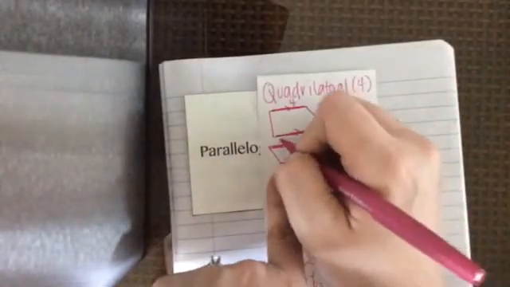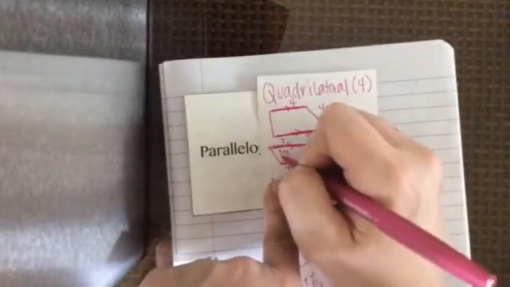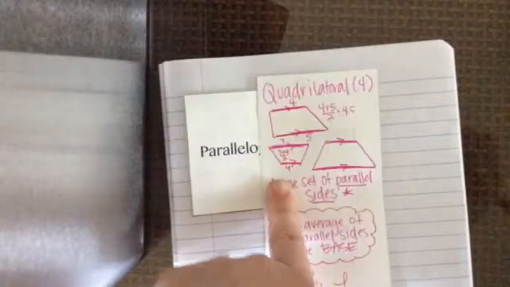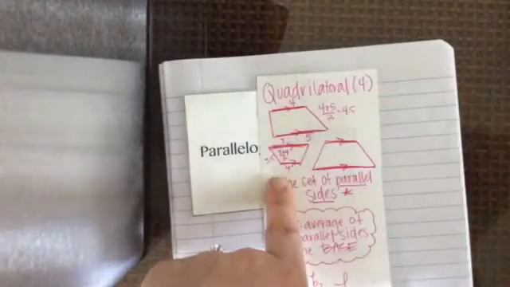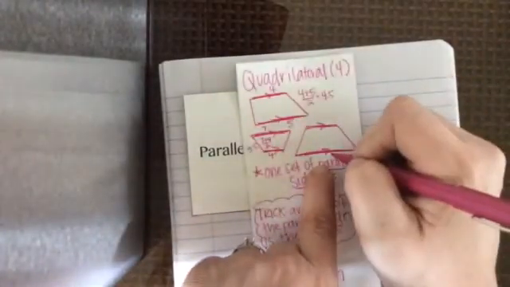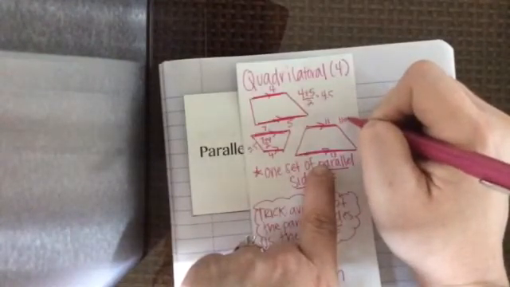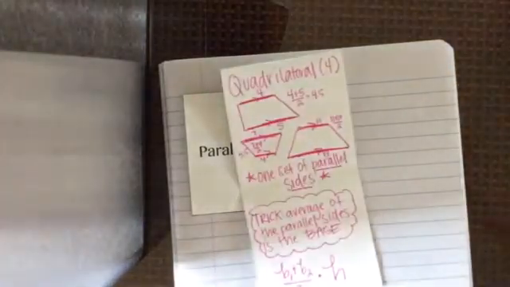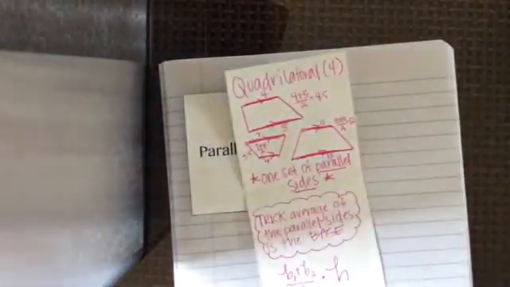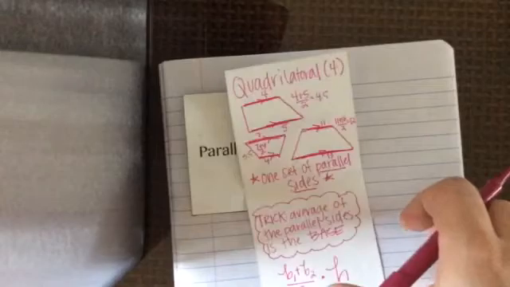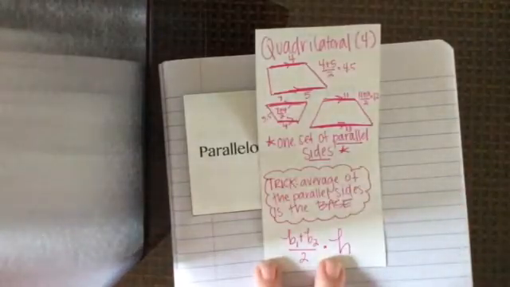If this was 7 and this was 4, I'd do 7 plus 4 divided by 2. 7 plus 4 is 11. 11 divided by 2, my base is 5.5. If this was 13 and this was 11, I do 11 plus 13 divided by 2. 11 plus 13 is 24. 24 divided by 2 is 12. So to find the base, you have to find the average of the parallel sides.